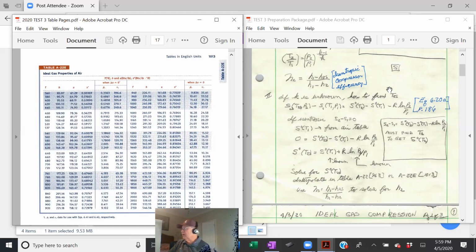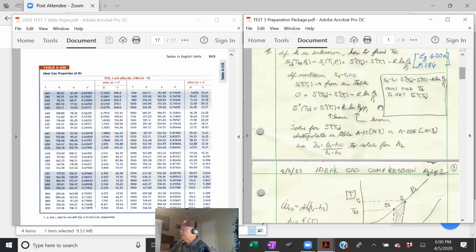Okay, so we set this half equal to 0, and we solve for S0 of T2 when there's no change in entropy from 1 to 2, so this has to be 0. So we know all of this, so we solve for S0 of T2 right here, and let's call that now S0 of T2S, because the entropy constant state is what we're looking for. So we've got this equation, we know this, so we can calculate S0 of T2S.